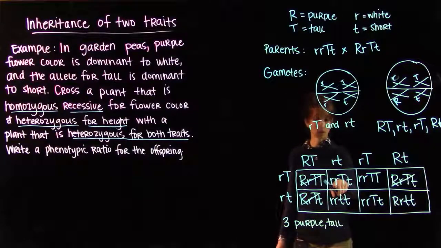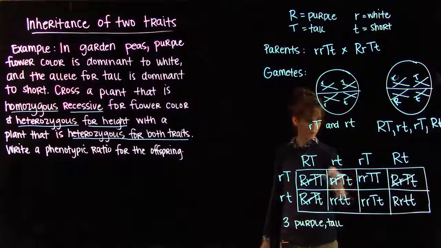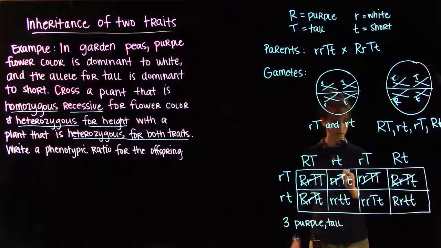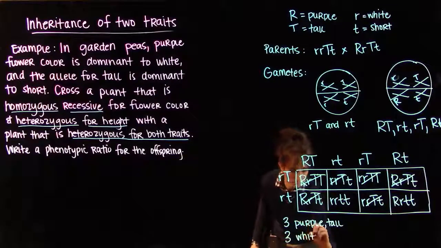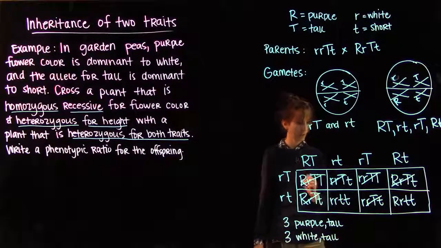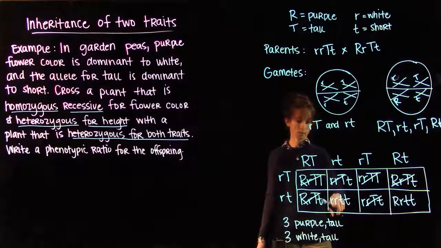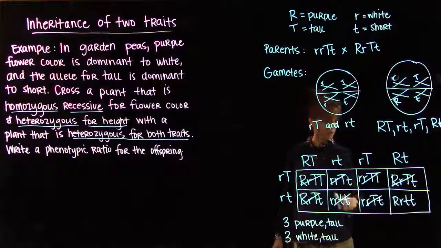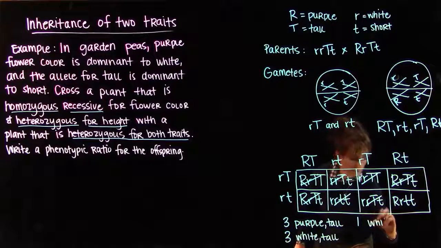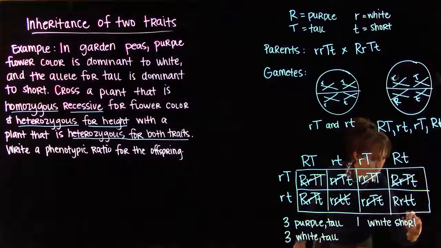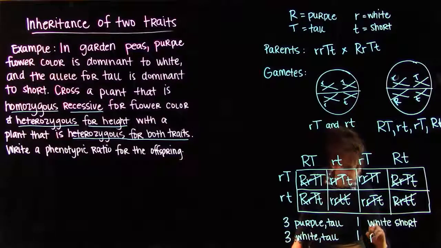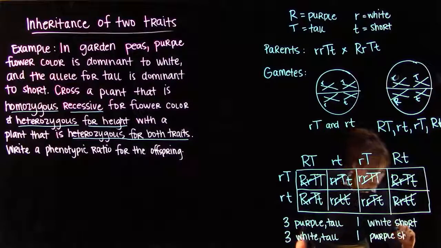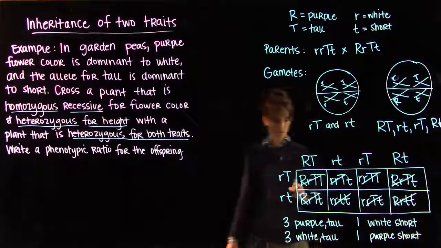Next I have little r, so white, paired with big T, little t, so that's tall. So there's 1, 2, 3 of those. And I have 1 white short. And my last combination is purple short. So 1 purple short. And that's it.